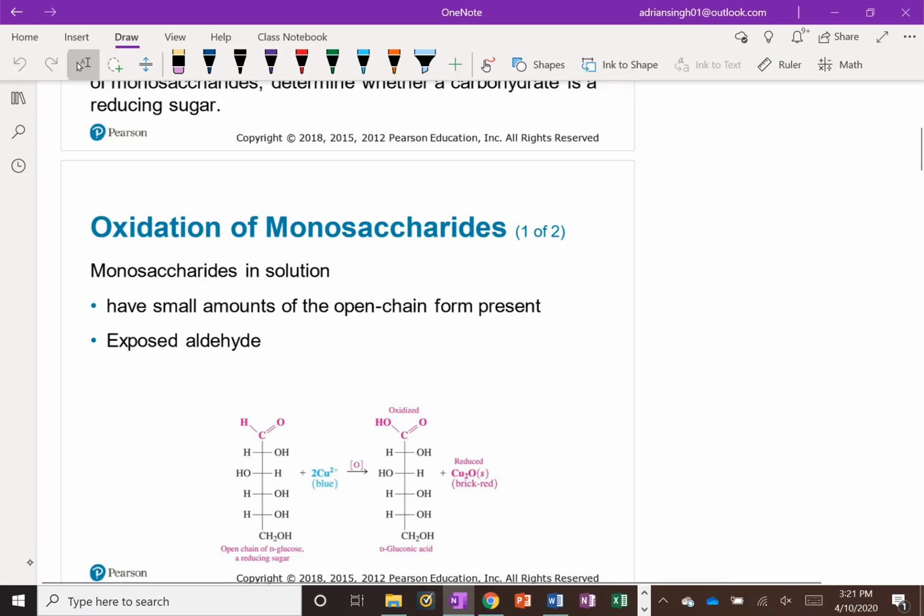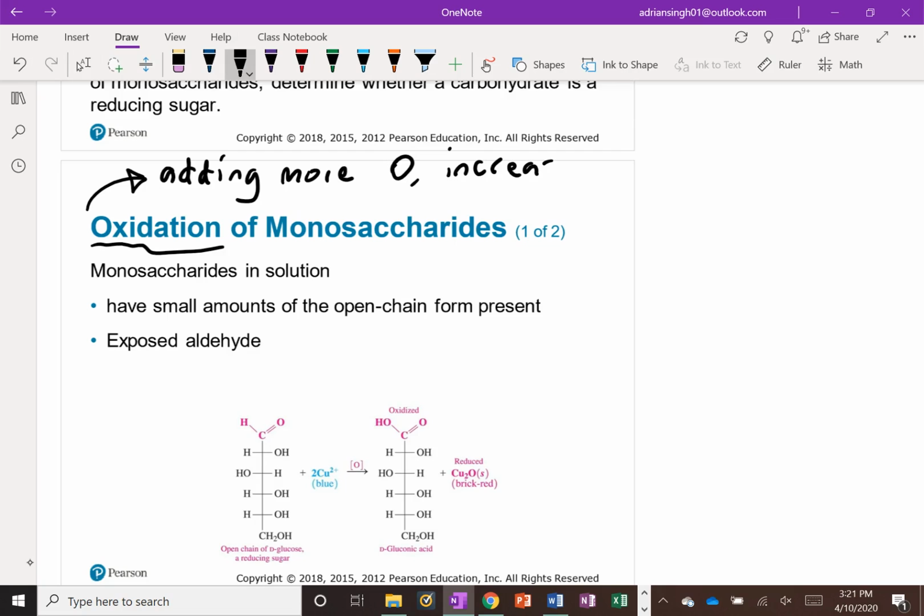Right, so remember when we talked about oxidation before, we said that oxidation could mean a couple things. It could mean adding more oxygens, it could mean increasing the number of bonds to oxygen, or it could also mean removing hydrogens, right? So any of those three, a combination of all of them or one of them, will tell us that oxidation is going to be occurring.